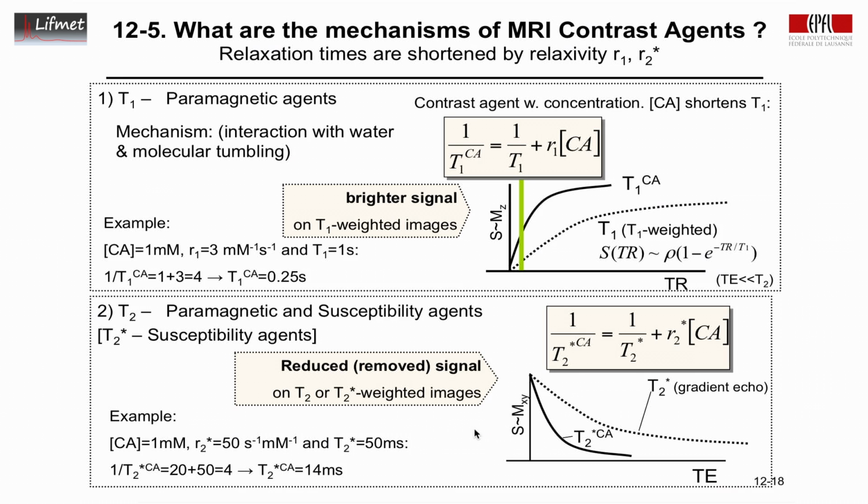And this basically leads to a reduced signal in the presence of the contrast agent for the T2, for the paramagnetic and susceptibility agents on T2 or T2 star weighted images. And that is because we are measuring somewhere here at a more prolonged TE. So paramagnetic agents produce brighter signal because they act on T1. Paramagnetic and susceptibility agents, which act on T2 and T2 star, produce reduced signal.